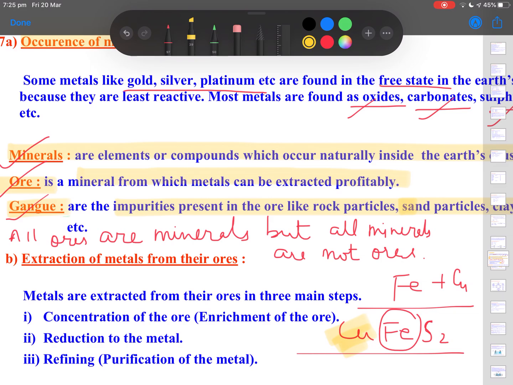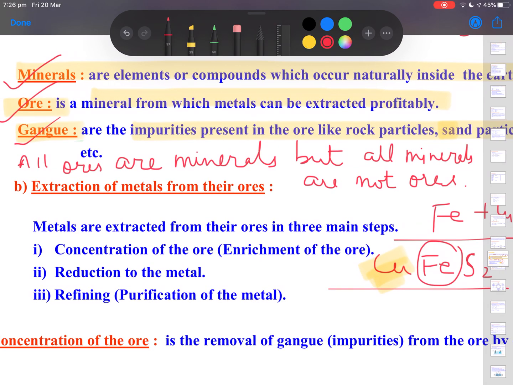So such things you should be very careful about. I repeat again, gangue are all such impurities which are present along with the metal. It could be another metal in which our interest doesn't lie, or usually it is the sand particles, the clay particles, or the rock particles. But definitely we have to remove all these things. So this is a very important stage of metallurgy, to remove gangue first of all, and only then start with the process of extraction. So let us go ahead with the steps of extraction.